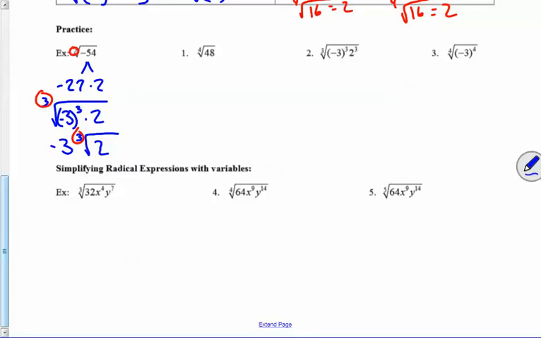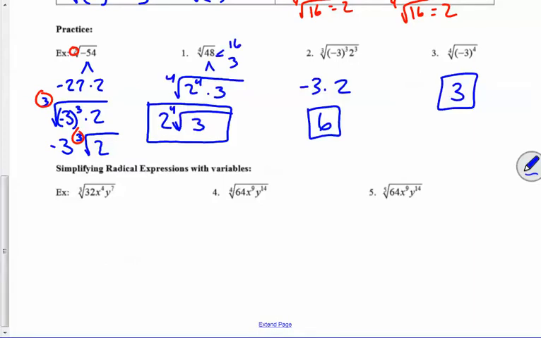Pause the video. Okay, so here are the answers that you should have for the first 3 practice problems. Take a look through there. Notice the similarity between number 2 and number 3 in terms of taking the odd root of -3 to the third power and the even root of -3 to the fourth power. See how that affects the differences.